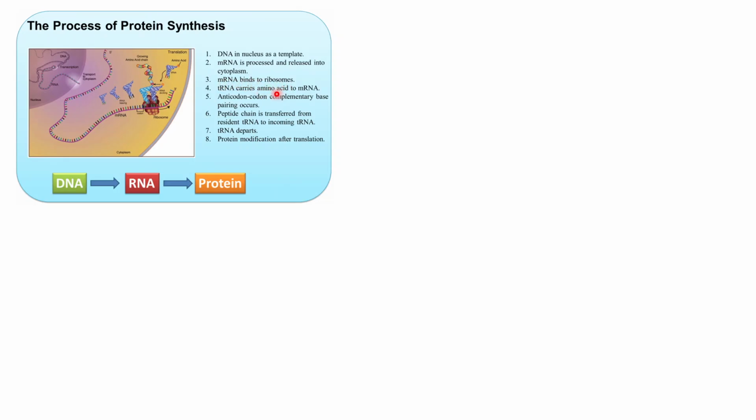mRNA binds to the ribosomes. tRNA carries the amino acid to mRNA. Anticodon-codon complementary base pairing occurs. The peptide chain is transferred from the resident tRNA to the incoming tRNA. Then tRNA recharging, and protein modification after translation also happens in protein synthesis. Protein synthesis is one of the very major metabolic processes of our body. In this protein synthesis, RNA is the component which is mainly used. The mRNA, rRNA and tRNA take part in the protein synthesis, but the template comes from the DNA.